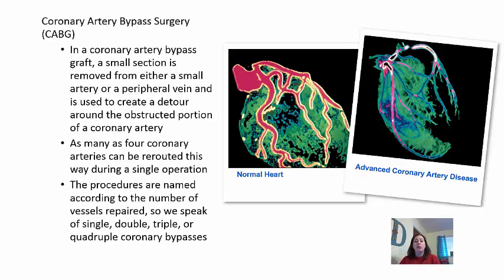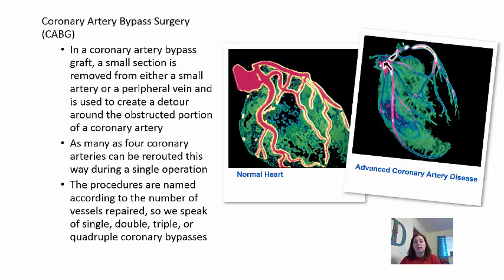As many as 4 coronary arteries can be rerouted in a single operation. However, the top I've ever heard of is 5, but that's really pushing it. 4 is normally the max they want to do, and this is called a quadruple bypass surgery. So a lot of times the name is given based on how many of these they're planning on doing. The procedures are named based on that, where you have a single, double, triple, or quadruple coronary bypass.